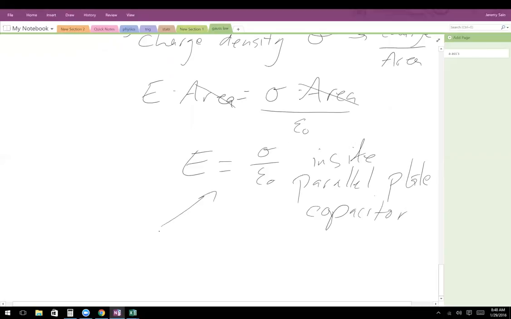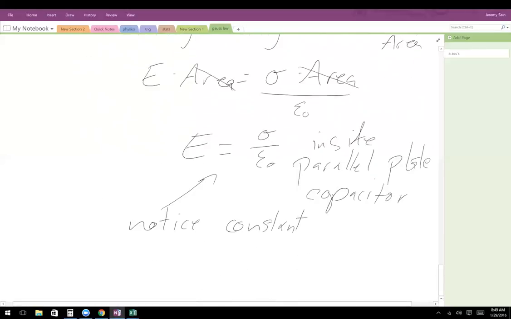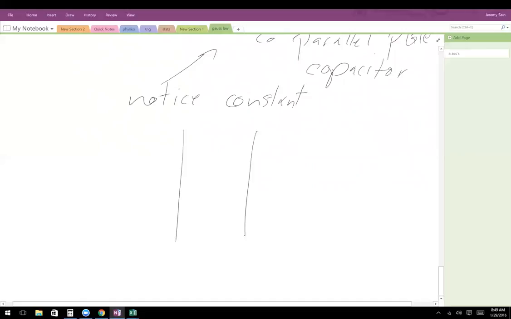Notice that it's constant. So when we did the electric field of a point, it had a 1 over r squared in it. When we did the electric field of a line, it had a 1 over r in it. This thing doesn't actually depend at all on where I am between the two plates. Here's my plates. If I'm here, here, here, here, doesn't matter. Electric field's the same everywhere, which is why parallel plate capacitors are so incredibly useful in real life.